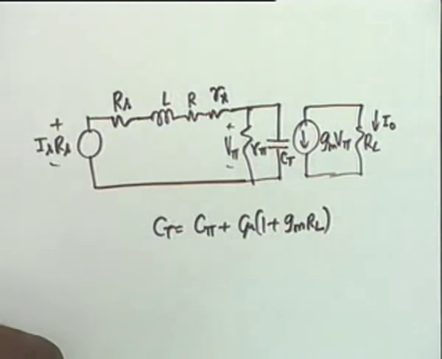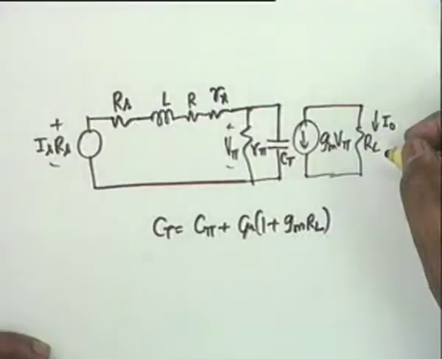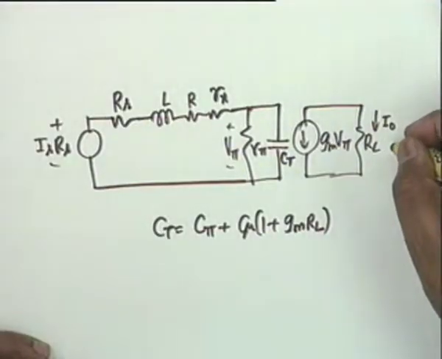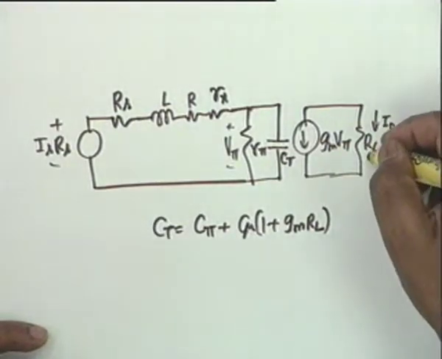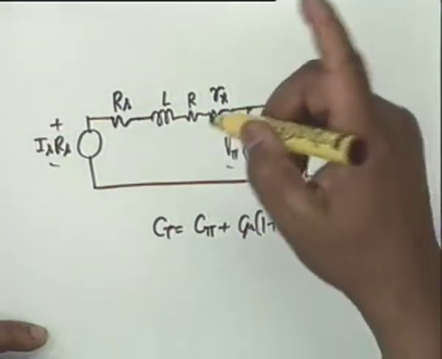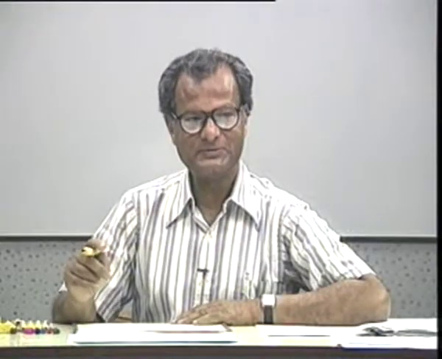We have ignored here the loading effect of C mu, but in a strict sense, if RL is very large, if the impedance of RL is comparable to that of C mu, then you cannot ignore C mu. In fact, we will see occasions where this time constant will also have to be taken into account.